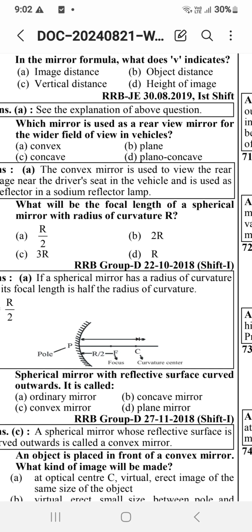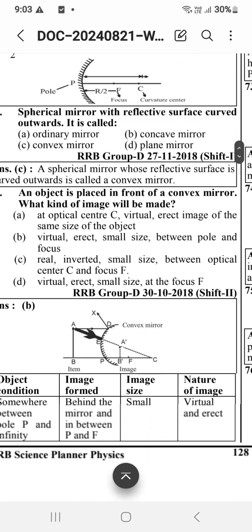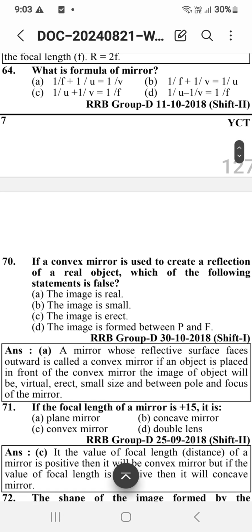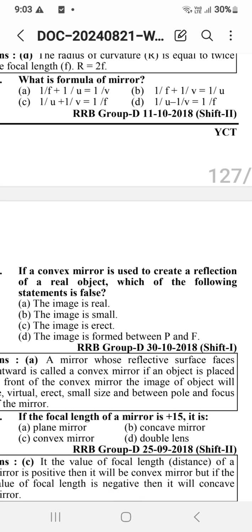An object is placed in front of a convex mirror. What kind of image will be made? Virtual, erect, small in size, between the pole and the focus. If a convex mirror is used to create a reflection of a real object, which of the following statements is false? The image is real. This statement is false. The image is small, right. The image is erect, right. The image is formed between P and F, also right.